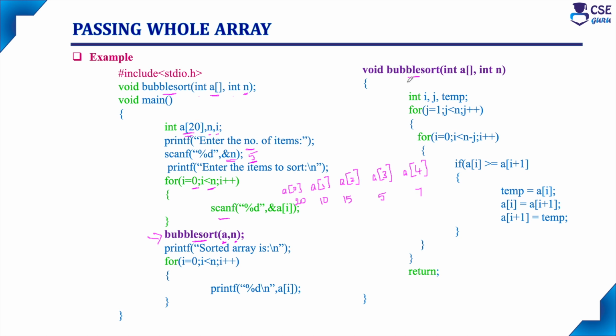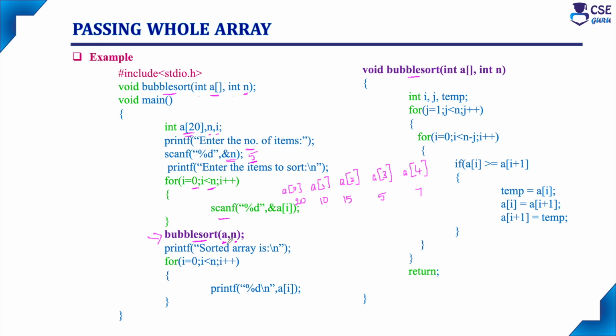In the previous example, we used a of i and the formal parameter was a variable x. In the a of i position, whatever the value is, that will be passed to x. That will be copied to x. So only an individual element we passed in the previous example.